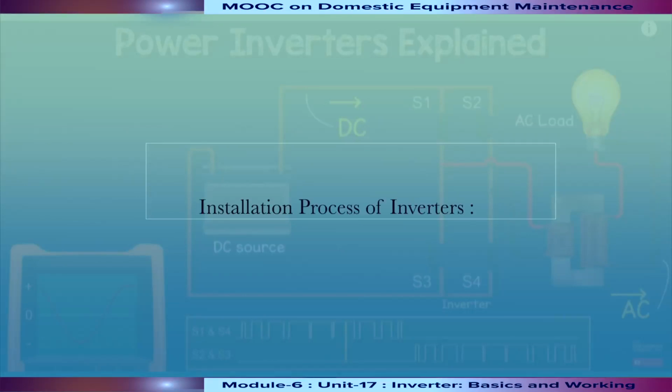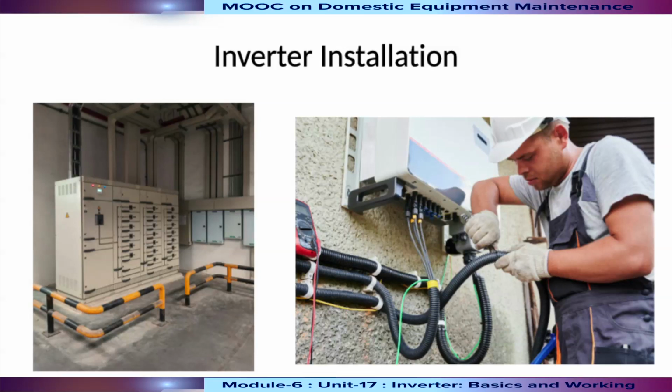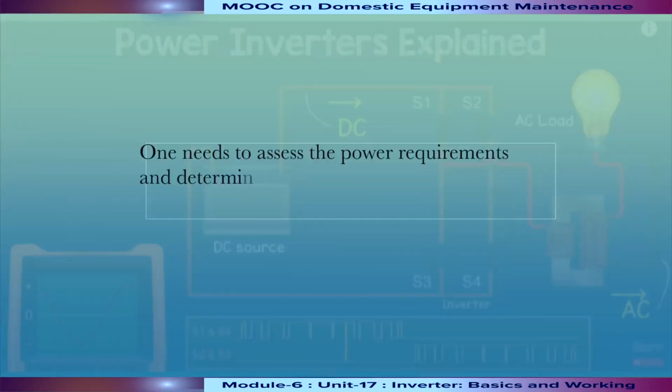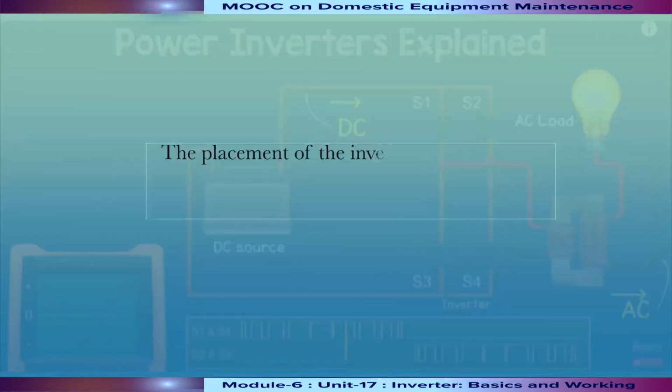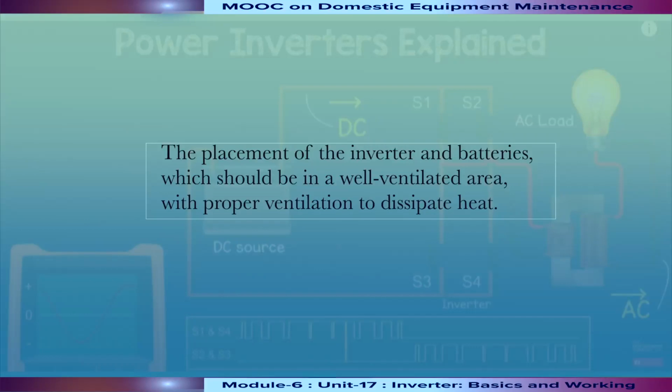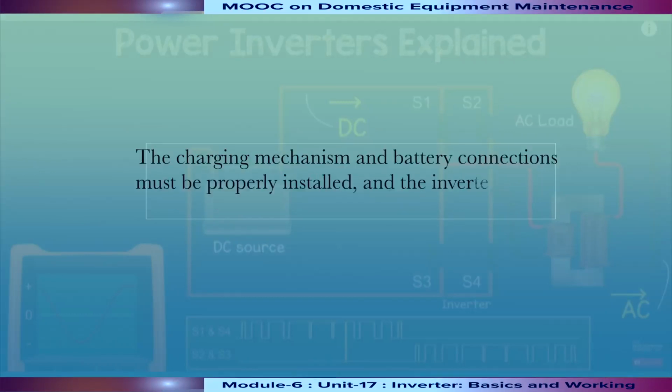Installation process of inverters. Installing an inverter requires careful planning and considerations. Firstly, one needs to assess the power requirements and determine the capacity of the inverter and battery bank required. The next important thing is the placement of the inverter and batteries, which should be in a well ventilated area with proper ventilation to dissipate heat. Finally, the charging mechanism and battery connections must be properly installed, and the inverter must be connected to the home's electrical system.